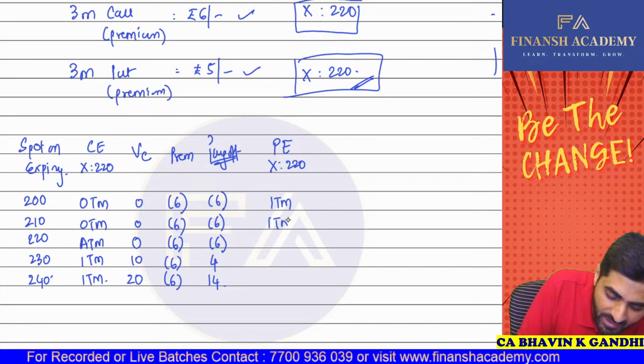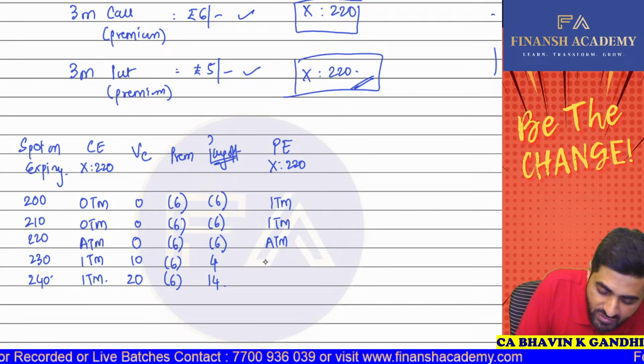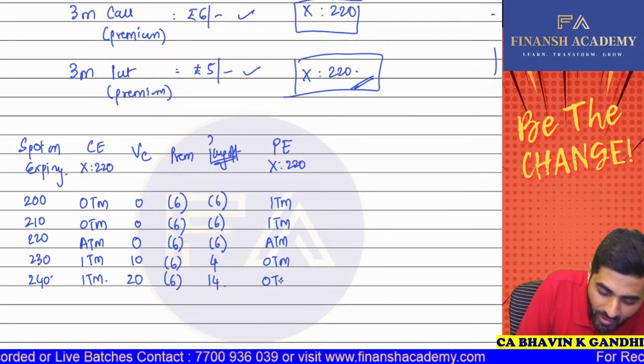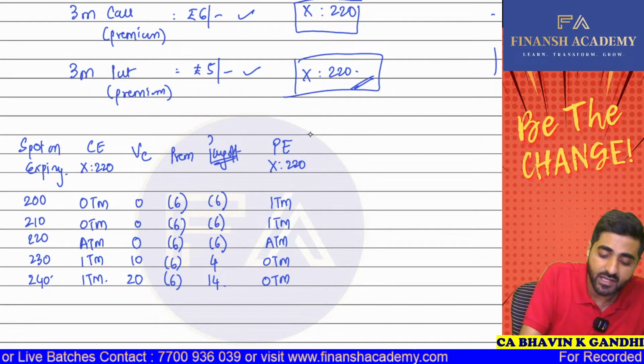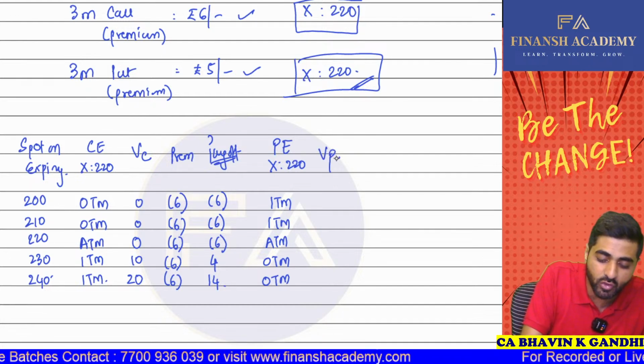This will also become in the money. This will become at the money. This will become out of the money and this will also become out of the money. Now, in this particular case, what do you think will be the value of the put option?